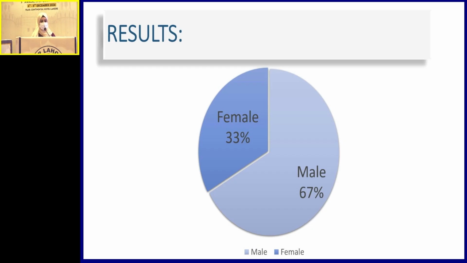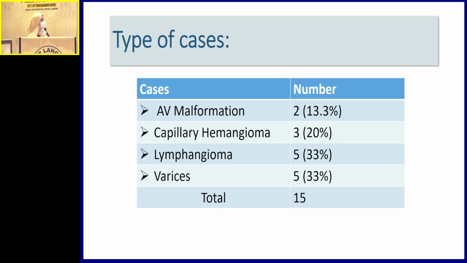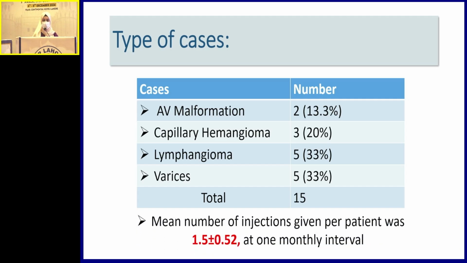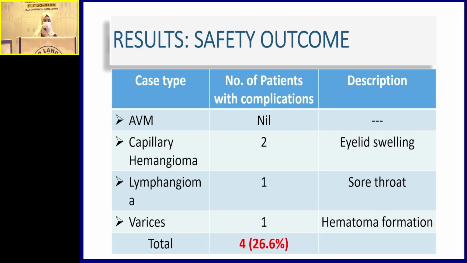Coming towards the results, mean age recorded was 23 years with a predominance of males, 67%. Coming towards the types of cases, we had 33% cases each for the varices and the lymphangioma, while 20% cases were of capillary hemangioma and 13.3% cases were of AV malformation. Mean number of injections given per patient was only 1.5 at 1 monthly interval.